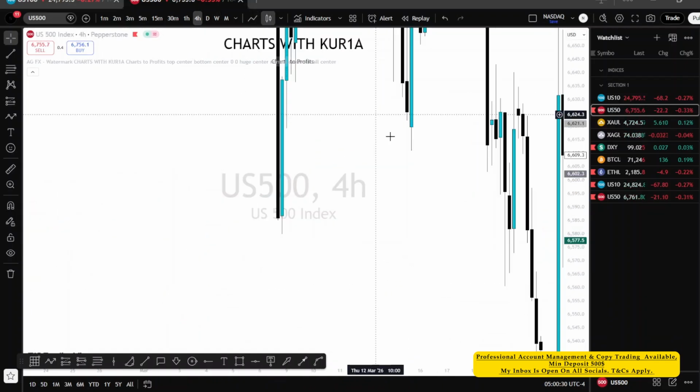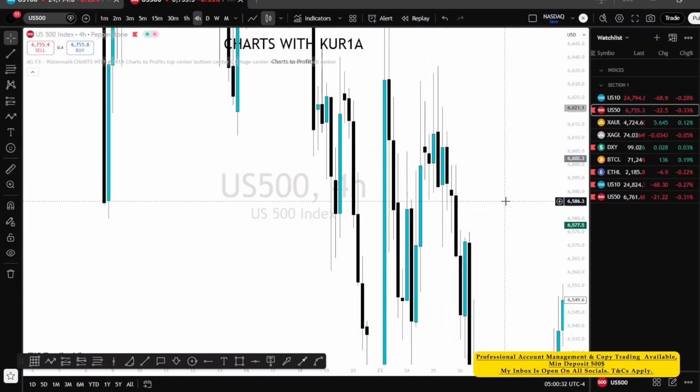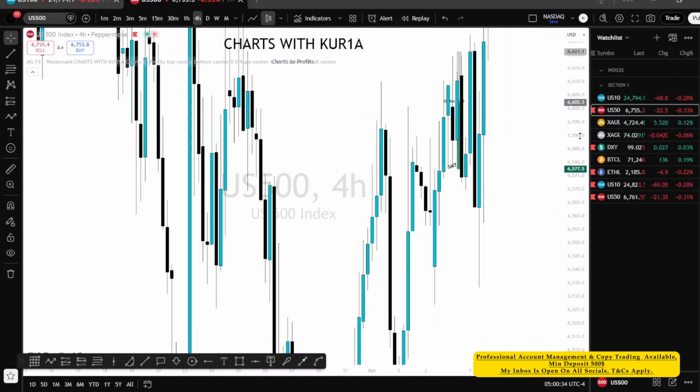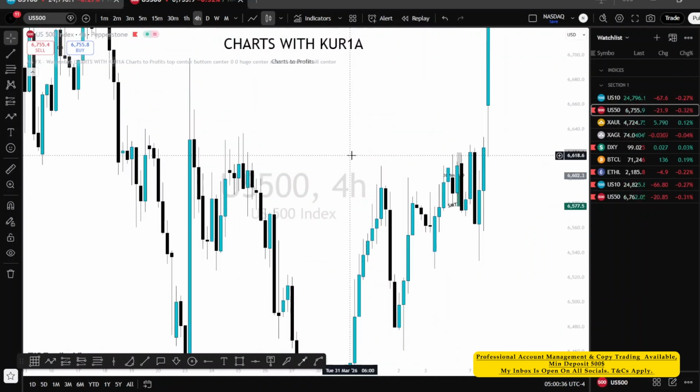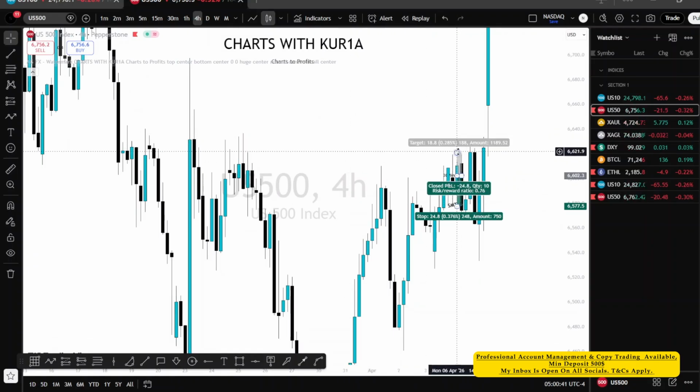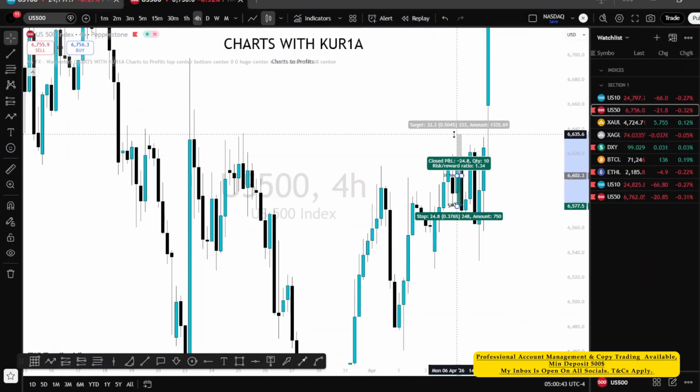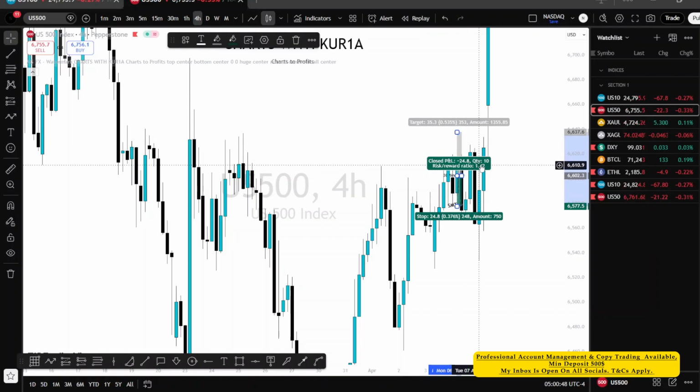Okay, and then my targets were still the same from morning. I had the 4-hour targets. We have this high here, right here. That is what I want to see getting swept at first. That is take profit one at 1.4R. You can see it written here.